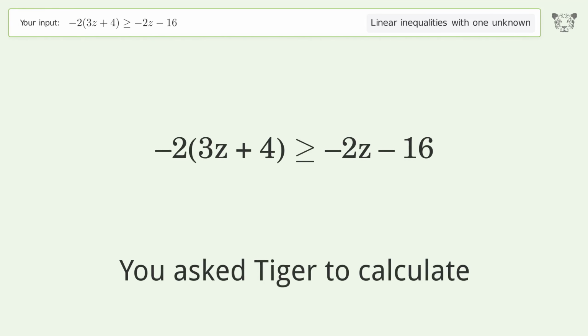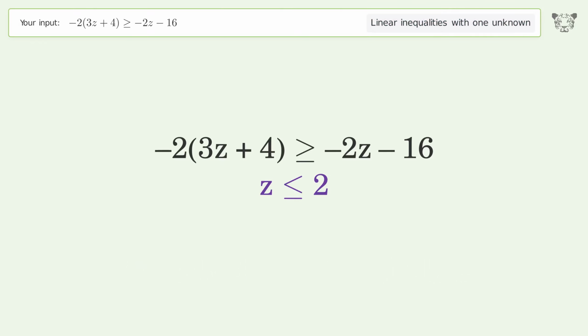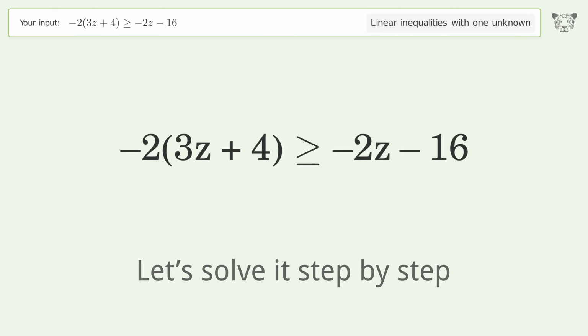You ask Tiger to calculate. This deals with linear inequalities with one unknown. The final result is z equal or smaller than 2. Let's solve it step by step.